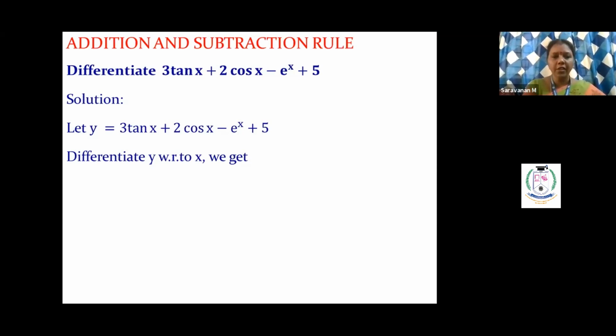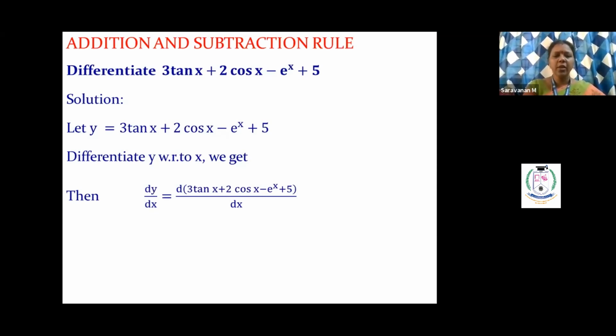Now we are going to differentiate y with respect to the given variable x. So what we'll get? dy/dx of this: d/dx of 3 tan x plus 2 cos x minus e power x plus 5. I have replaced y with 3 tan x plus 2 cos x minus e power x plus 5 in d/dx. Okay. And then what will you get?